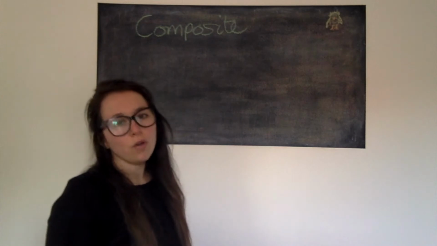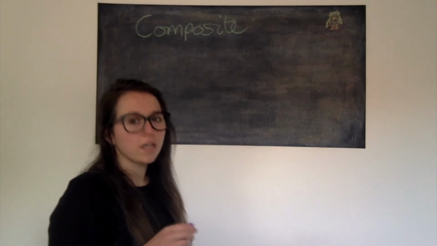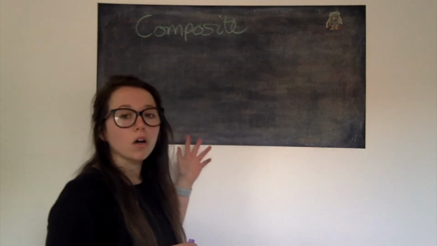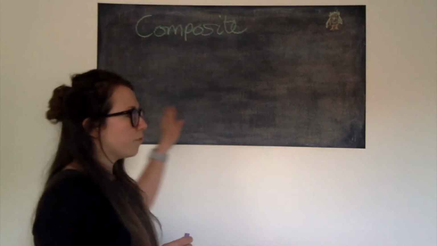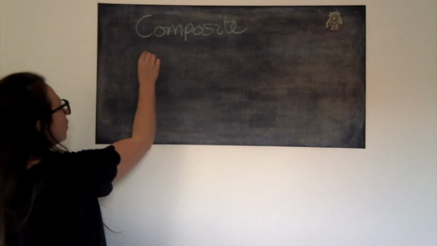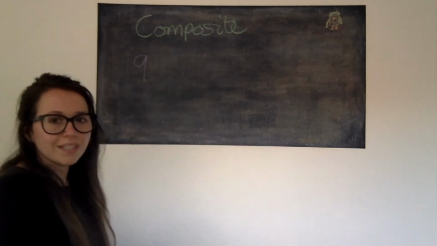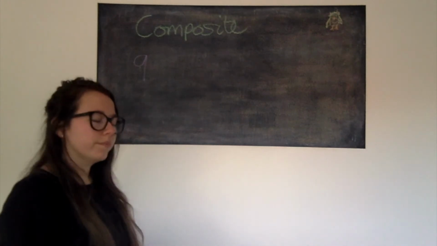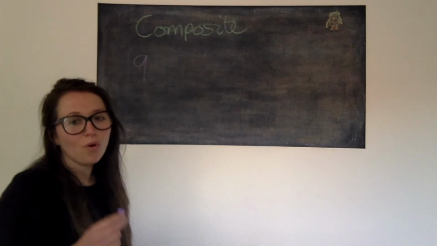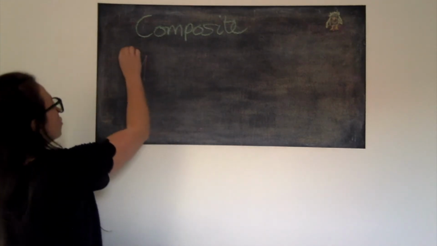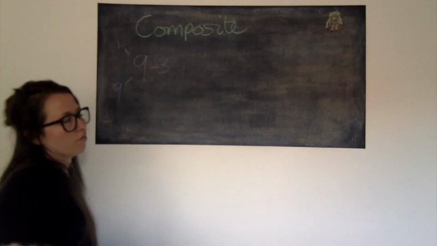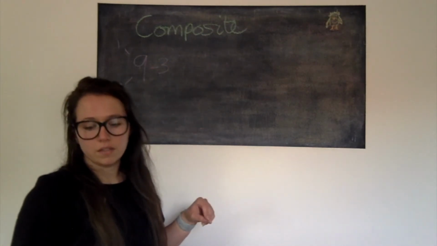Okay, so hopefully you've had a go at this already. So I'm looking for the first 3 composite numbers that are odd. Okay, so going through, the first one that I can think of is 9. It is composite. It has more than 2 factors. So I can do 1 times 9 and I can do 3 times 3. So it has more than 2 factors.